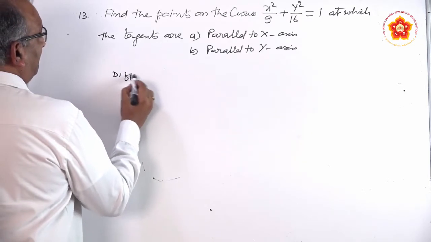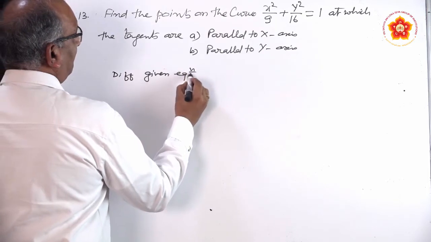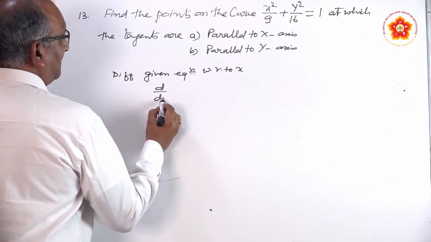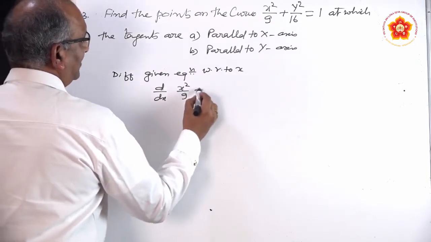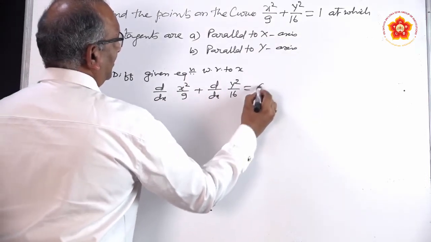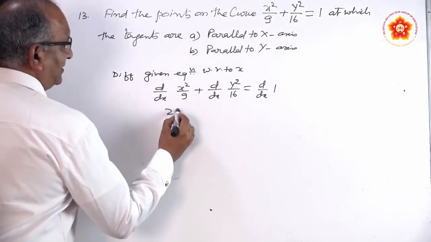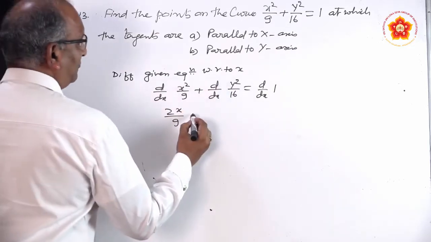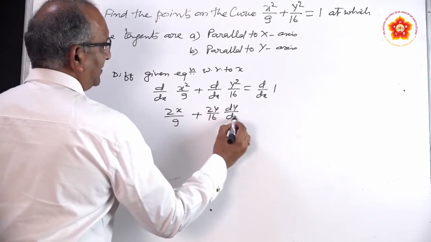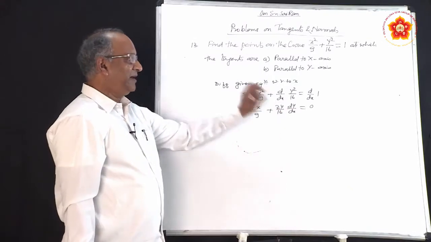Differentiating given equation with respect to x, you will get d dx of x square by 9 plus d dx of y square by 16 equal to d dx of 1. d dx of x square by 9 is 2x by 9. d dx of y square by 16 is 2y by 16 dy by dx equal to 0. So, from this equation find out dy by dx.